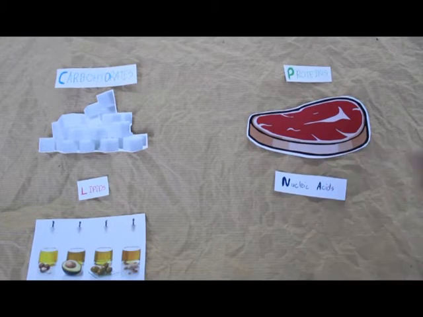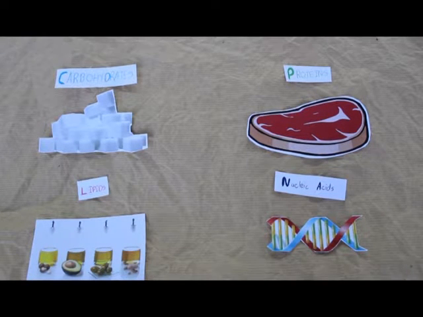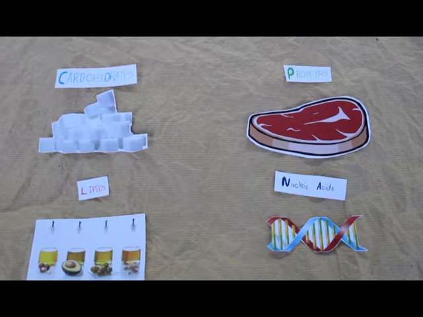Last but not least, we have nucleic acids. Nucleic acids are long chains of nucleotides. DNA is made up of adenine, cytosine, thymine, and guanine, whereas RNA is made up of uracil, cytosine, adenine, and guanine. Nucleic acids are important because they contain genetic information that has instructions for our cell growth, cell reproduction, and cell processes.